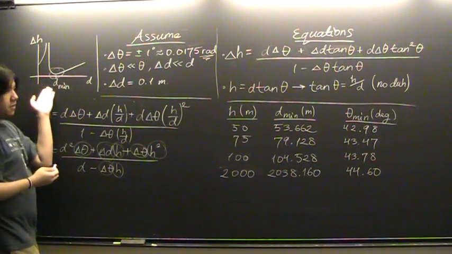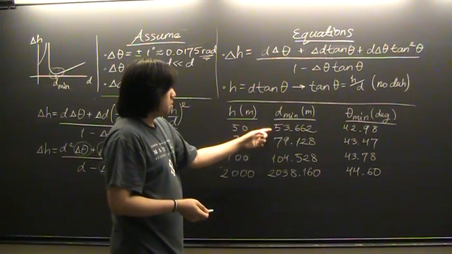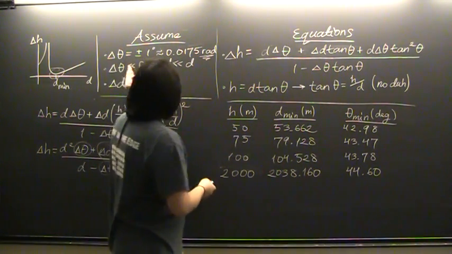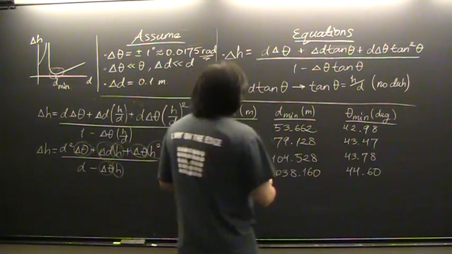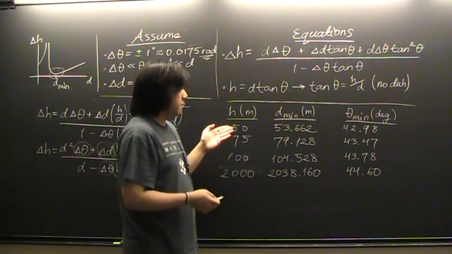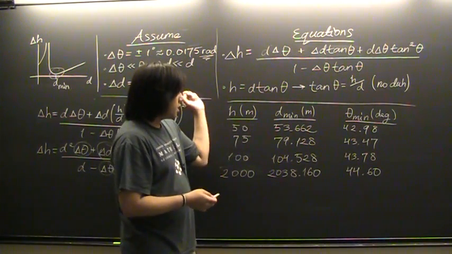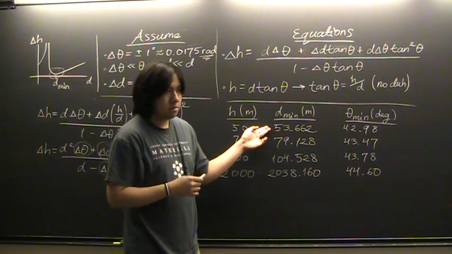So for h equals 50, I just plugged this into my graphing calculator, and I found that the minimal d, given these approximations for delta theta and delta d, comes out to be about 53 meters. So if your structure is about 50 meters tall, given these kinds of errors, you want to stand about 53 meters away from your object to measure the height of it, to get the minimal error.